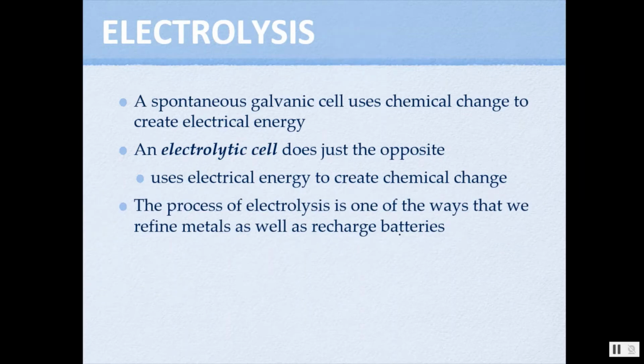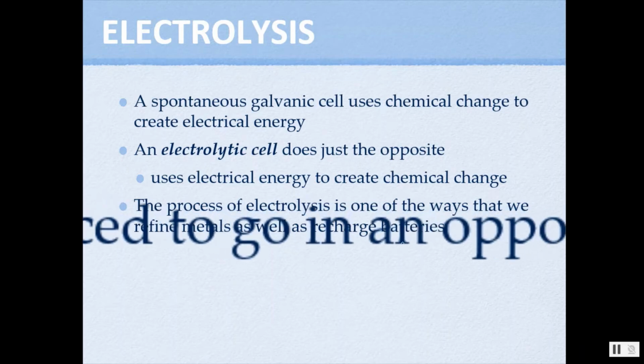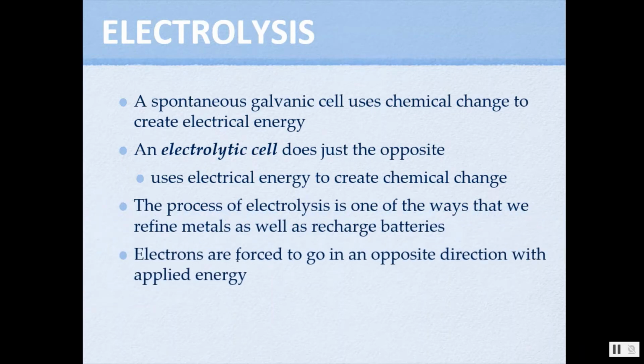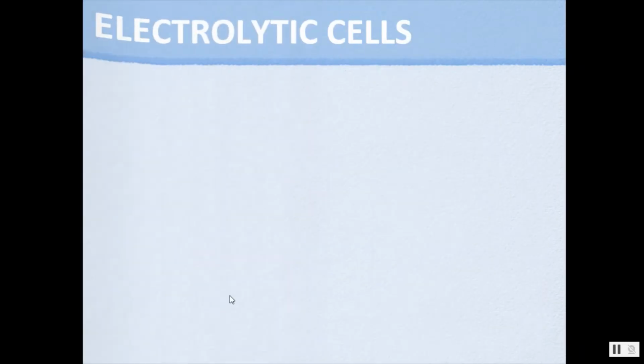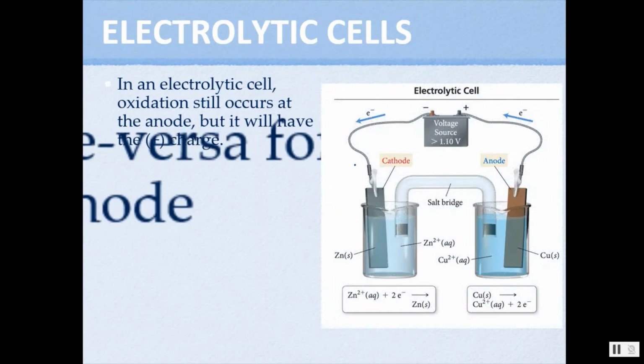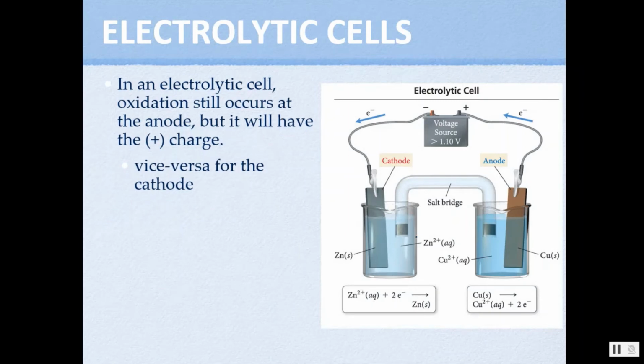So typically we use batteries to supply current. Now what we can do is we can recharge those batteries by applying a current to the battery. So we're forcing those electrons to go in the opposite direction as we apply that energy. Here we have an electrolytic cell, and this is the zinc-copper electrolytic cell.